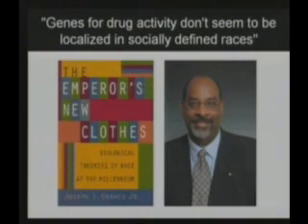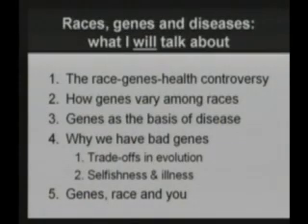Witness here Joseph Graves' book, he works in the southern United States, called The Emperor's New Clothes, an investigation of the biological theories of race at the turn of the millennium, in which he tries to put race, genes, health and other aspects of race in context. One of his observations that I quote at the top here is genes for drug activity, and in this particular context he's referring to that study in the New England Journal of Medicine. Genes for drug activity don't seem to be localized in socially defined races, an observation which is perfectly correct, of course, as you will come, I hope, to see.